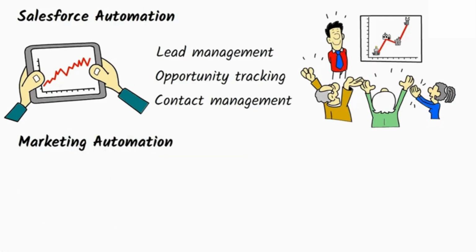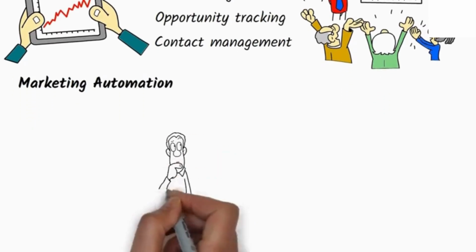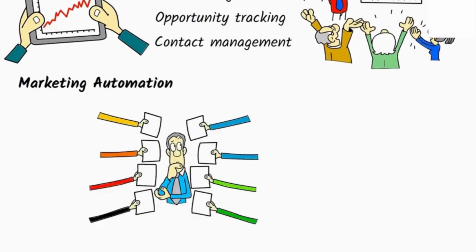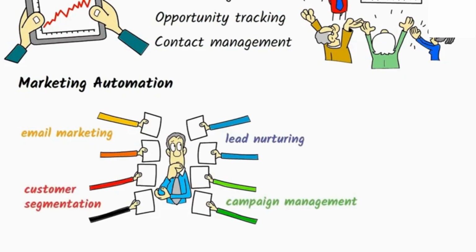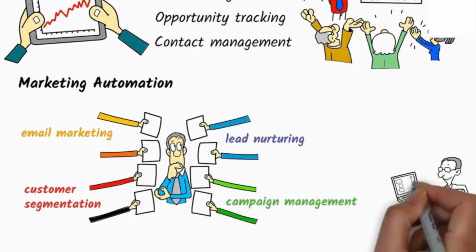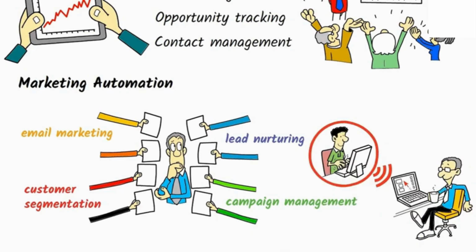Marketing automation. Marketing automation within CRM enables businesses to automate various marketing activities, including email marketing, lead nurturing, campaign management, and customer segmentation. By automating repetitive marketing tasks, companies can save time, deliver personalized messages, and effectively target their audience, resulting in higher conversion rates and improved marketing ROI.